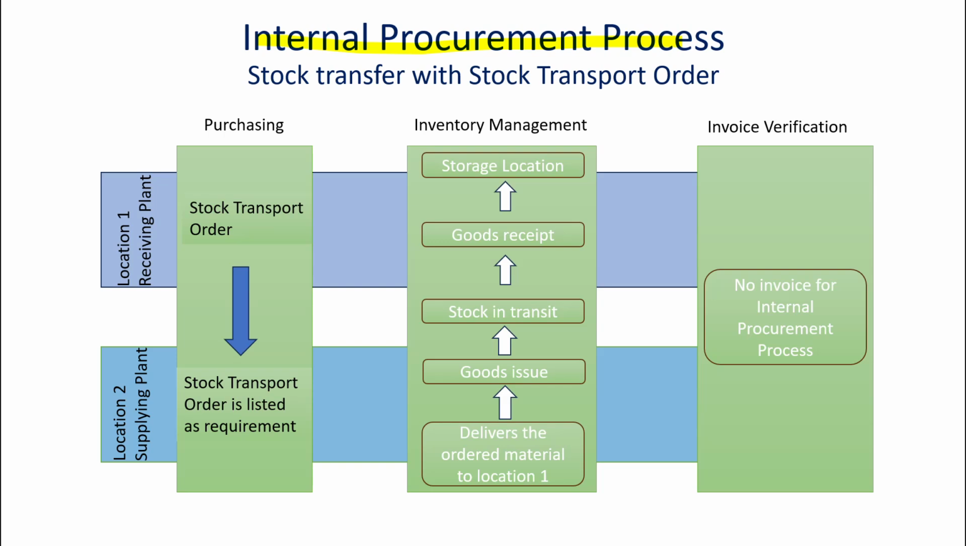Now, internal procurement. Internal procurement means procuring materials internally. Let's say there is a shortage of material in the Chennai plant. The Chennai plant can raise an STO, stock transport order, to the Mumbai plant to procure some materials. The procurement is within the same company. Therefore, no invoice is raised, but the goods movement can be posted in the inventory. Imagine that location 1 is the Chennai plant and location 2 is the Mumbai plant. The Chennai plant creates an STO to the Mumbai plant, which will deliver the materials to the Chennai plant.